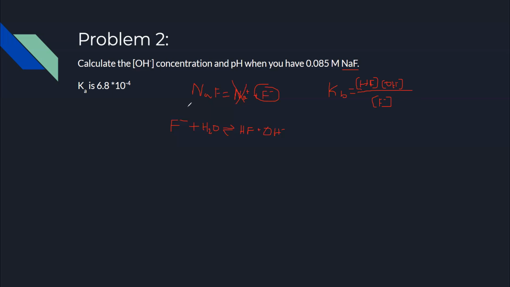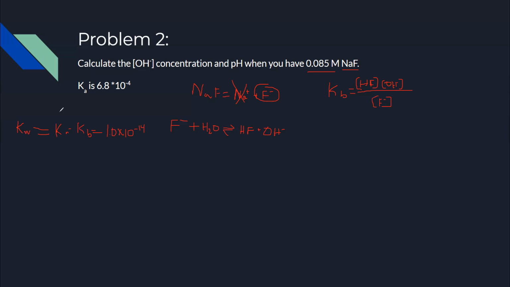And now that you have the concentration of F minus, which is 0.085 molarity as NaF, there's only one Na and one F, so the concentration of F minus would be 0.085. And so now you have to calculate Kb, and you can use Kw equals Ka times Kb, equals 1.0 times 10 to the negative 14th.